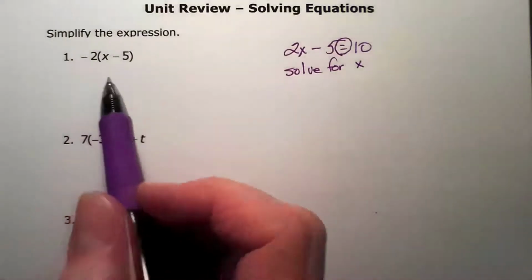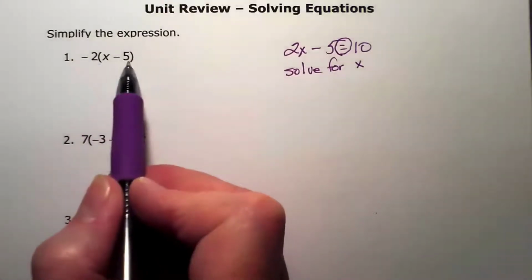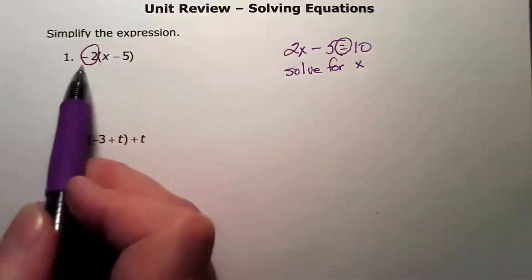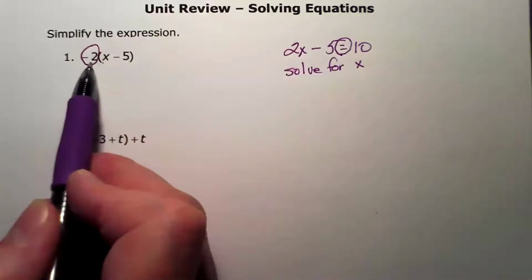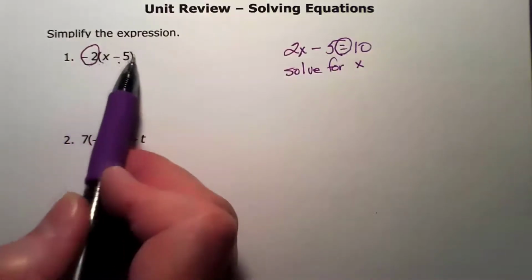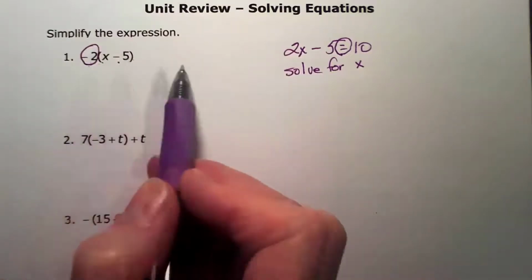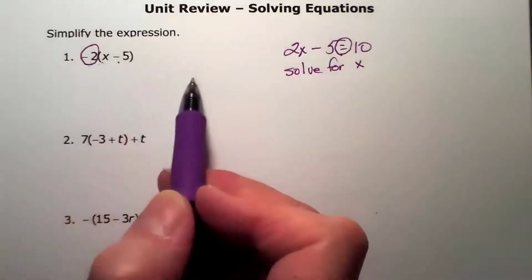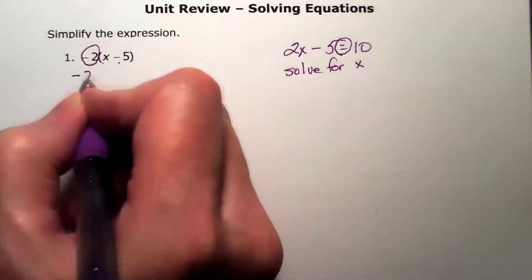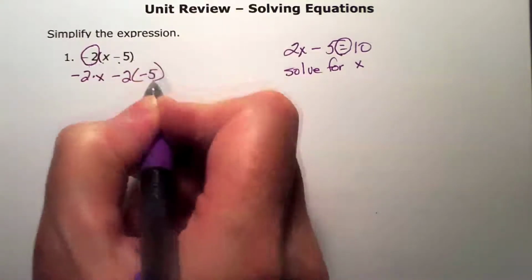The first thing we want to do when we're simplifying is remove any parentheses. We clear the parentheses. What you're going to do is distribute. You're going to do -2 times x and -2 times -5. Basically, the coefficient in front of the parentheses gets multiplied times anything inside. If there were 5 things in the parentheses, it would get multiplied times all 5. So it's -2 times x, and then -2 times -5.